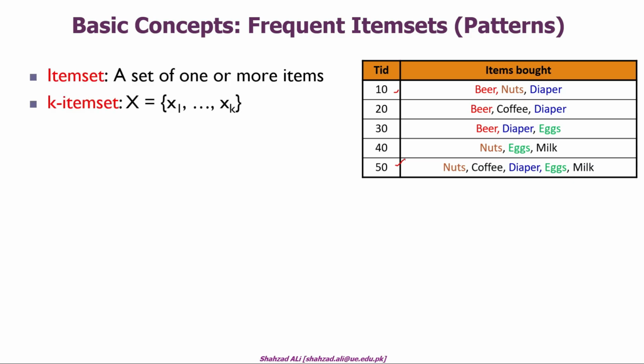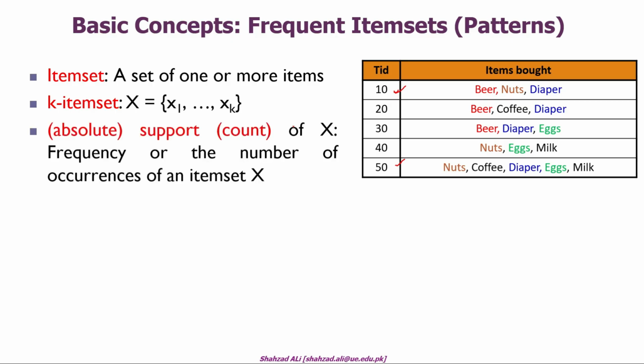A set of items is referred to as an item set. An item set that contains k items is a k-item set. Suppose we consider transaction ID T10. It contains beer, nuts and diaper as its items. So the length of this item set is 3 because it contains 3 items.